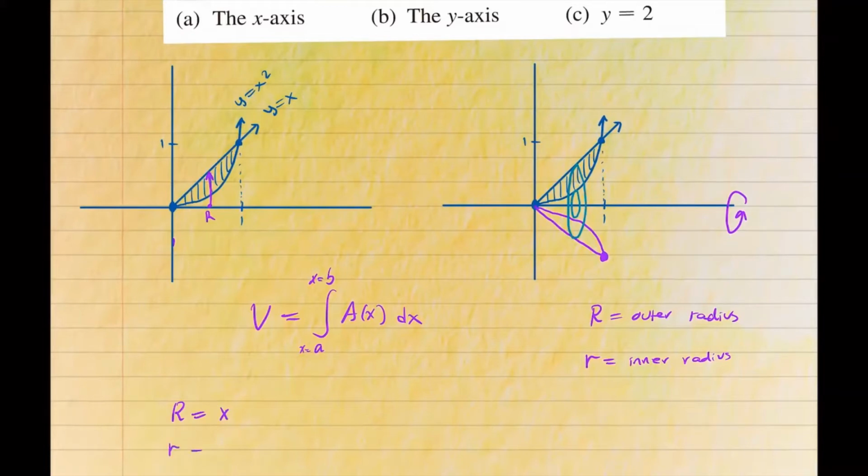And the inner radius, well, again, we do the same thing. We start from the rotation of axis, draw a perpendicular line toward the region, and stop at the inner curve. That's the little r. So that's going to be from 0 to that curve, which is x squared. So these are my inner radius and outer radius.